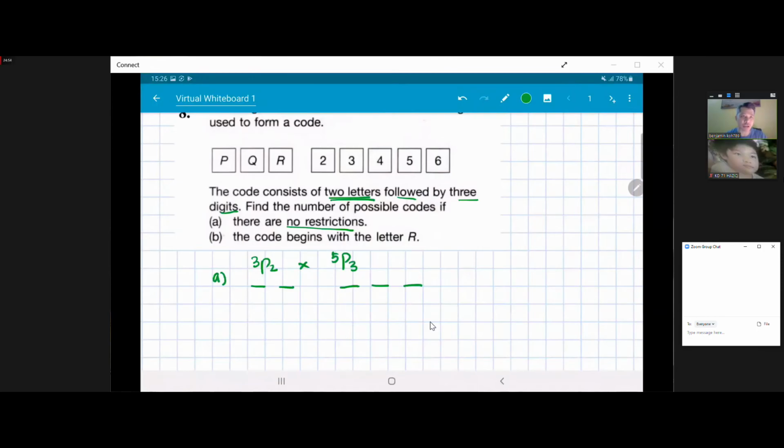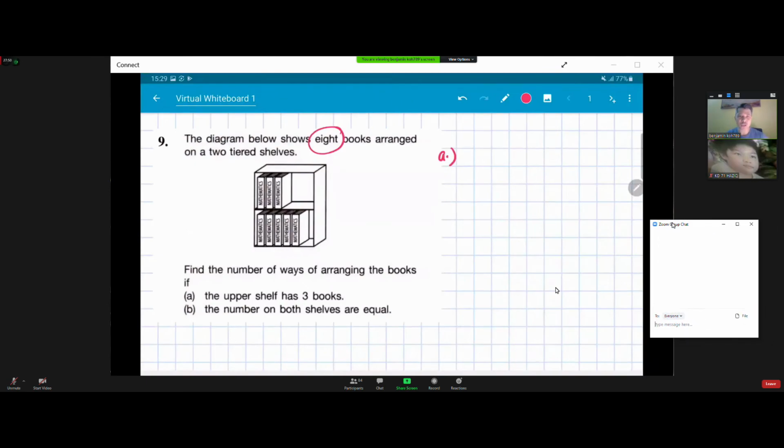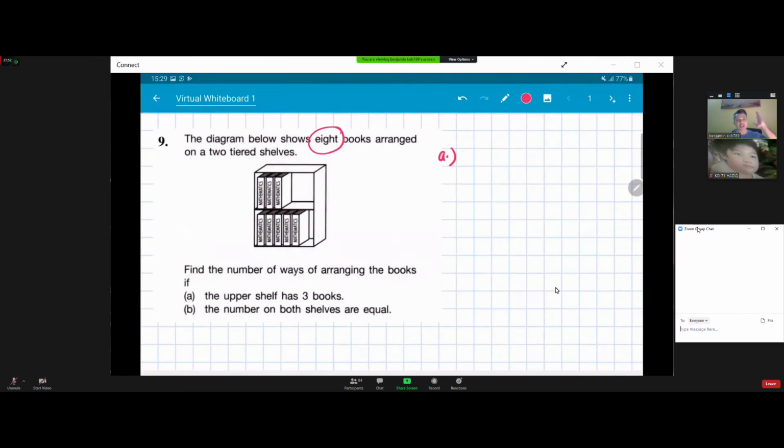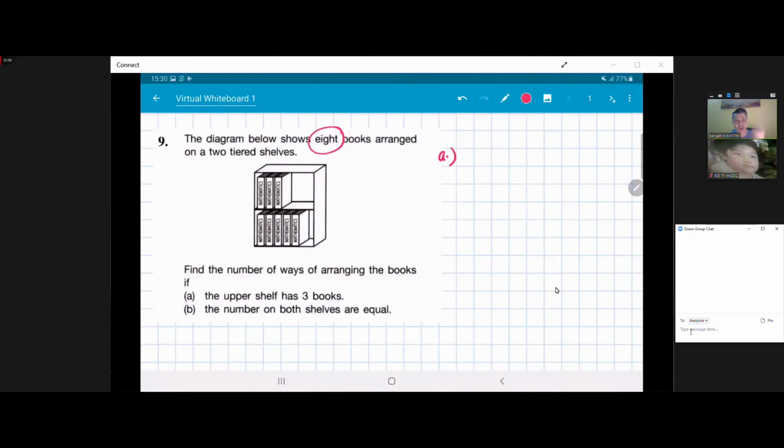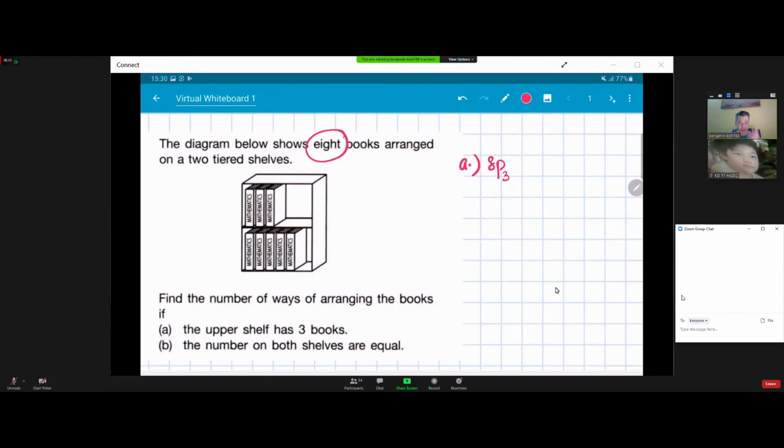Following the given instruction. A here, it says upper shelf got 3 books. So imagine the bookshelf empty, you got 8 books. So if you are going to arrange upper shelf with 3 books, that means 8 books, you arrange 3. 8 buku susun 3, boleh faham tak? So 8 books, you arrange 3. So from the 8, you pick up 3 and you arrange 3 books.